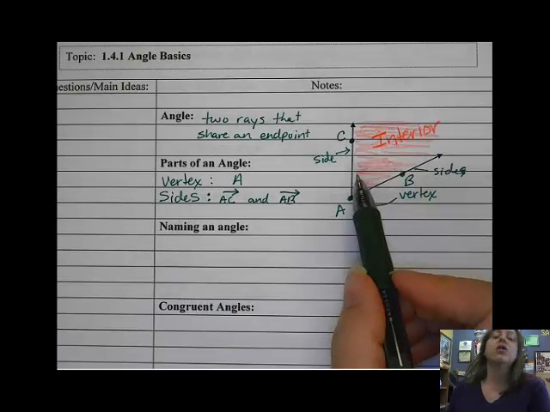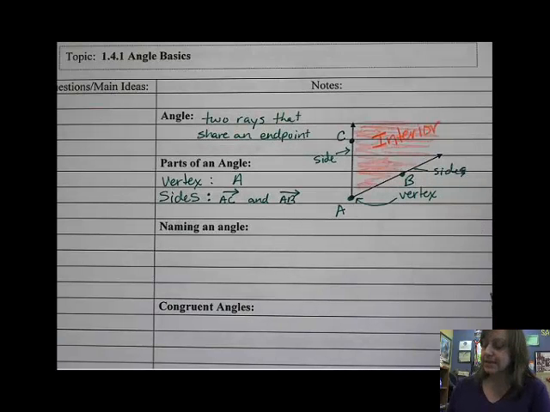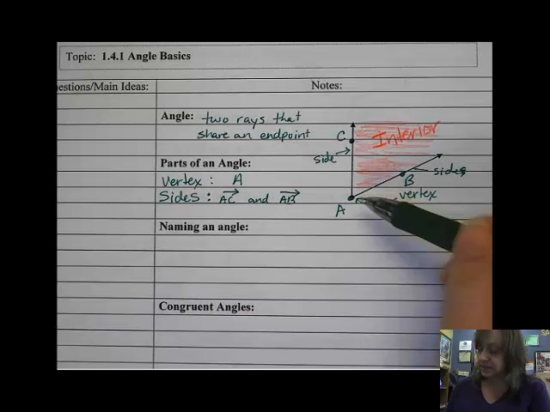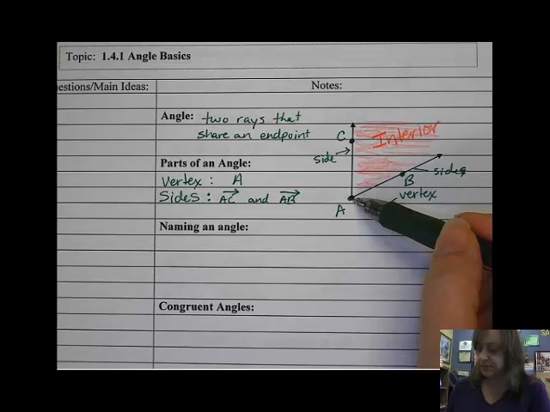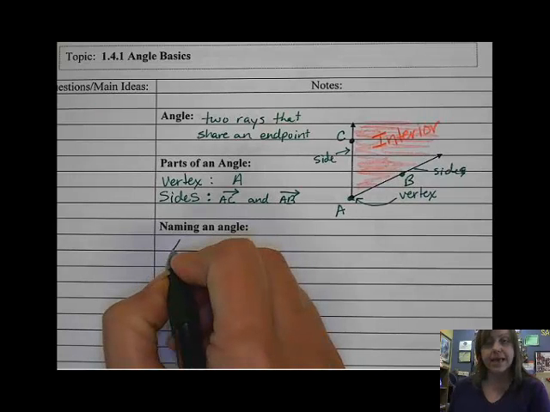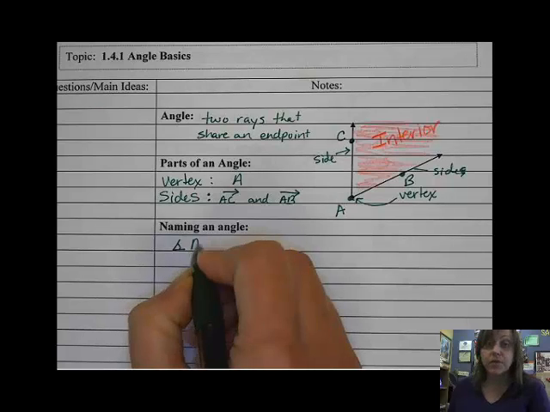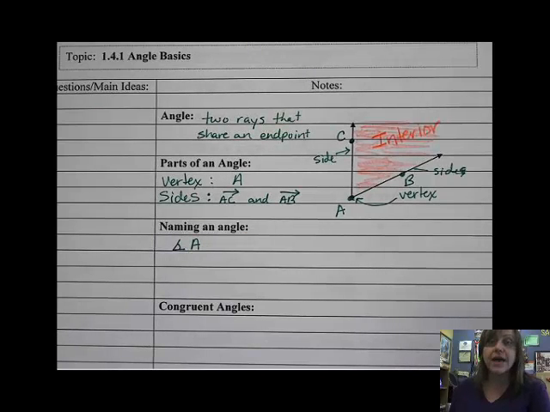Now to name an angle, there are different ways you can see that. Let's take a look at all of them. One of the ways you would name an angle would be to simply name its vertex. So this might be called angle, here's the symbol, angle A. But sometimes there are more than one angle that have that vertex, so you have to be more specific.